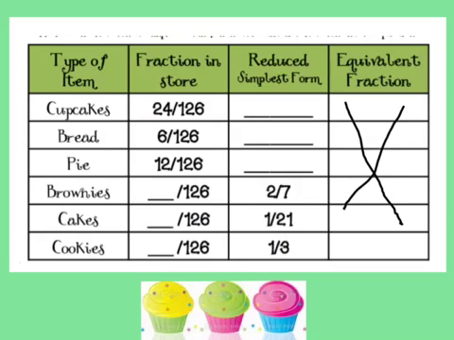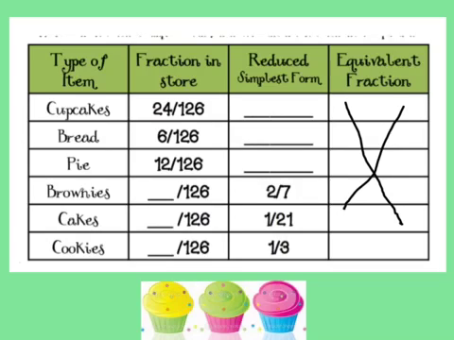There is a list of types of items in the bakery and the fraction of those items in the store. There are a total of 126 items in the store. As you can see, you know that there are 24 cupcakes out of 126. You are now being asked to put this fraction into the simplest form. I will show you how to do this, and then you will need to do the same thing on your own for bread and pie.